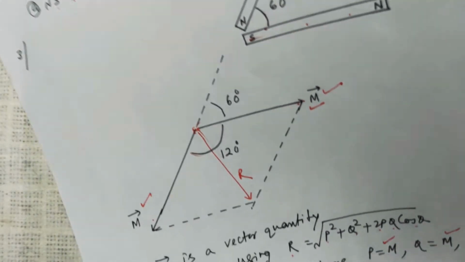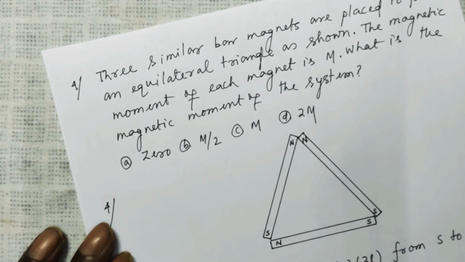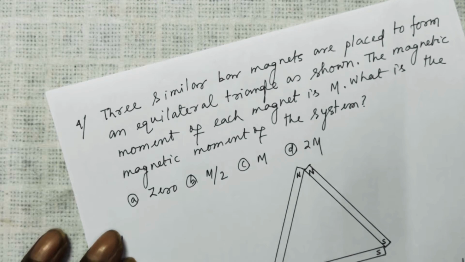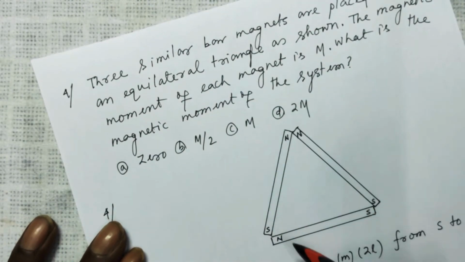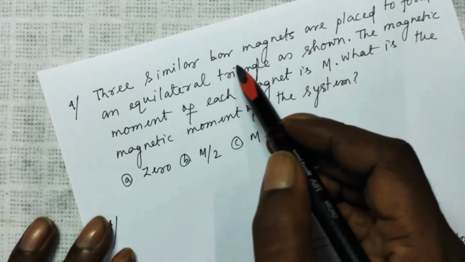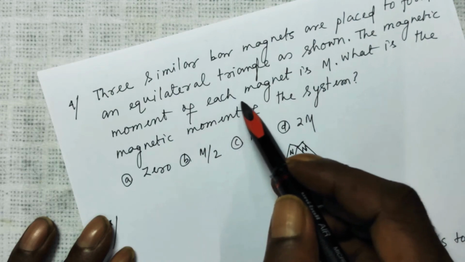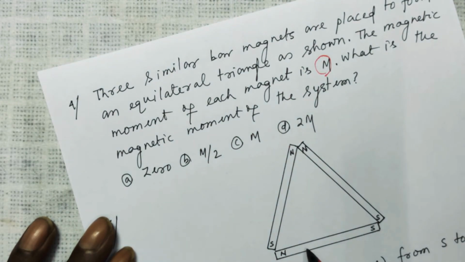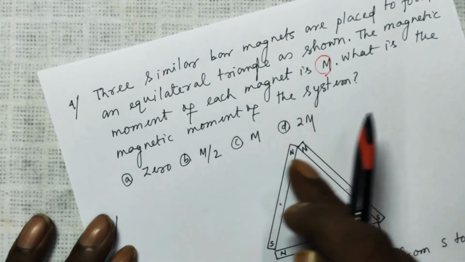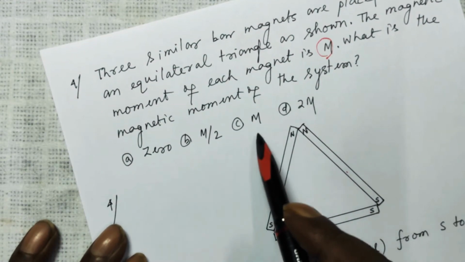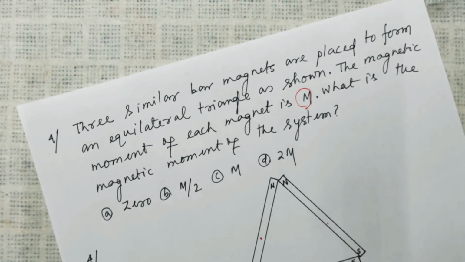Now that was the third one. Then let us go to the fourth one, and we will be discussing 5 numericals. Look, now there are three magnets forming an equilateral triangle. 3 similar bar magnets are placed to form an equilateral triangle as shown. The magnetic moment of each magnet is M. The magnetic moment of this is M, this is also M, and this is also M. But you must know where is the direction. What is the magnetic moment of this system? 0, M by 2, or M, or 2M, right?